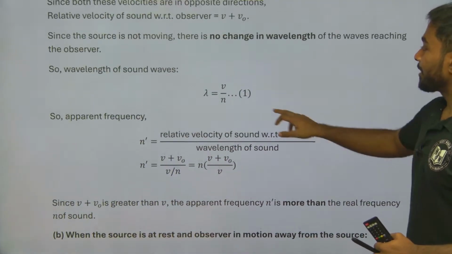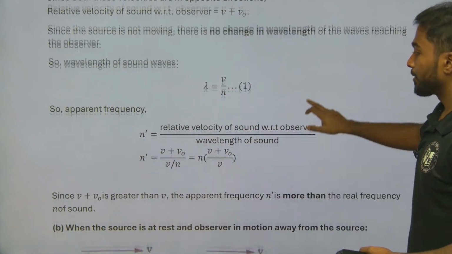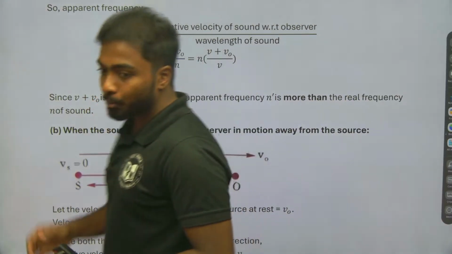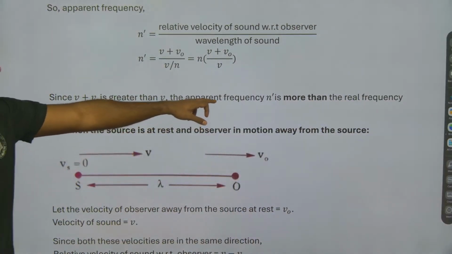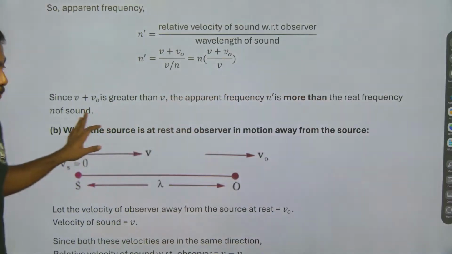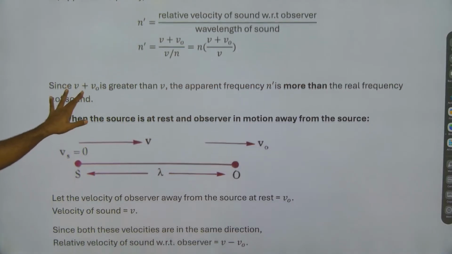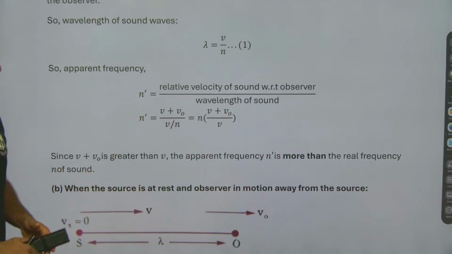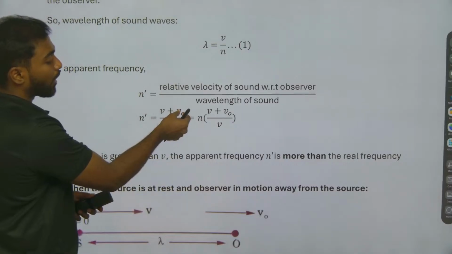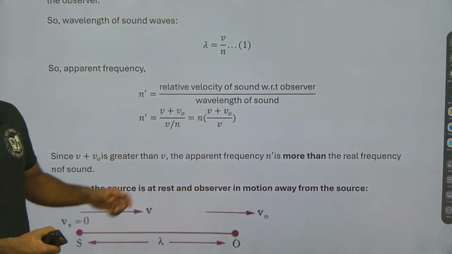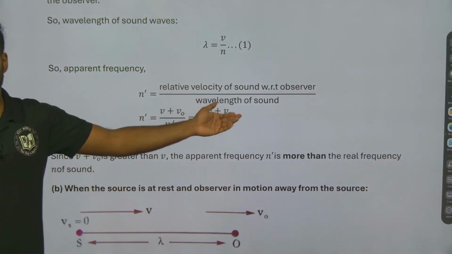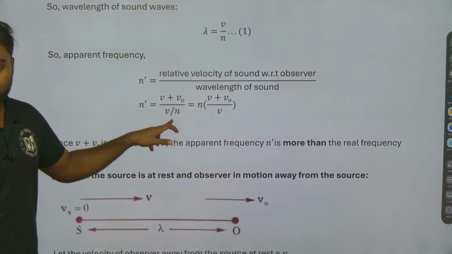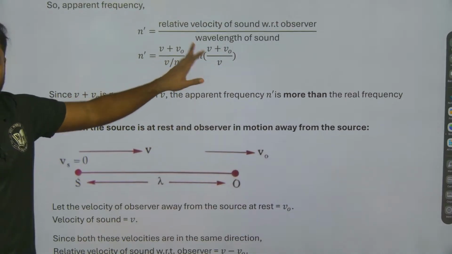So what is N here? It is the frequency. Since V plus V naught is greater than V, the apparent frequency N dash is more than the real frequency of the sound. If I consider this as 5, and add some number, 5 plus some number is obviously more than 5. So V plus V naught will be more than V, so obviously N dash will be more than N.